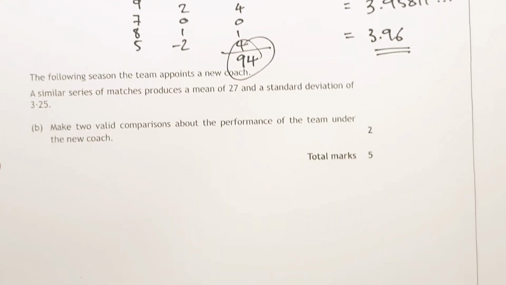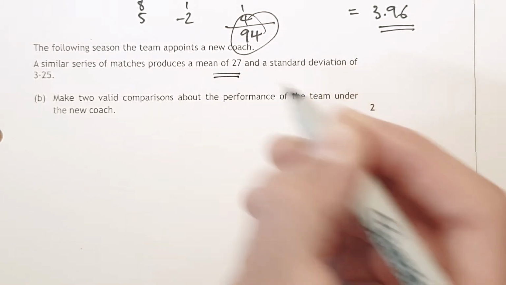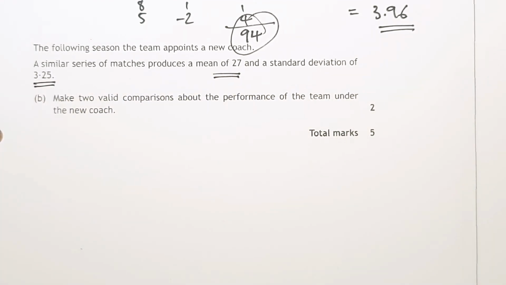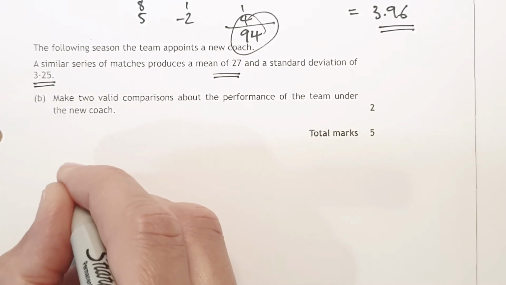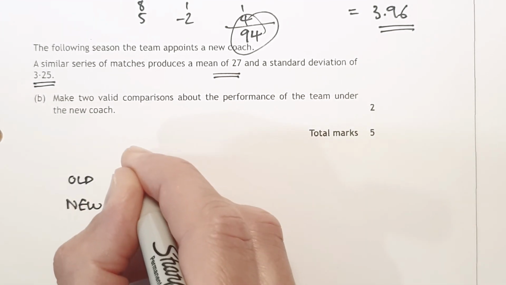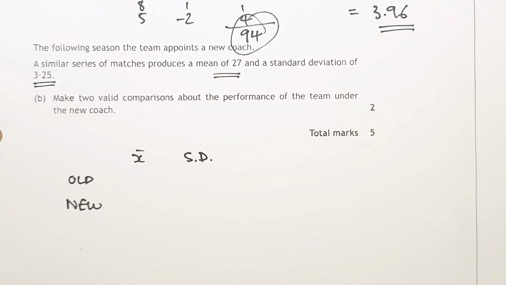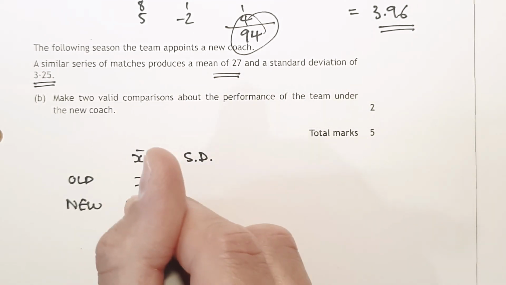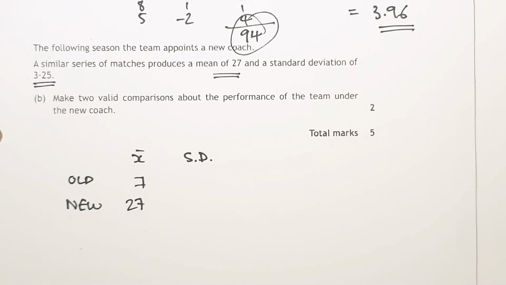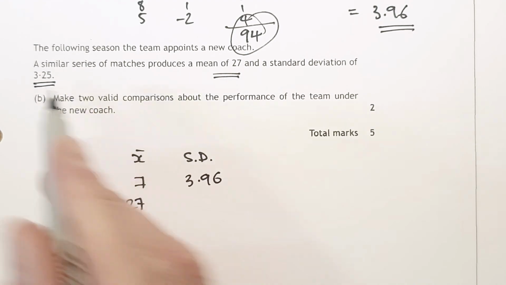Now in the next part, we're told that the following season the team appoints a new coach. A similar series of matches produces a mean of 27 and a standard deviation of 3.25. So we can write down a table for the old coach and for the new coach. We can compare the mean values and we can compare the standard deviations. So the mean values, we've got 7 with the old coach and the mean is now 27, so it's gone up quite a lot. The standard deviation is what we've worked out as 3.96, and then it's now 3.25.